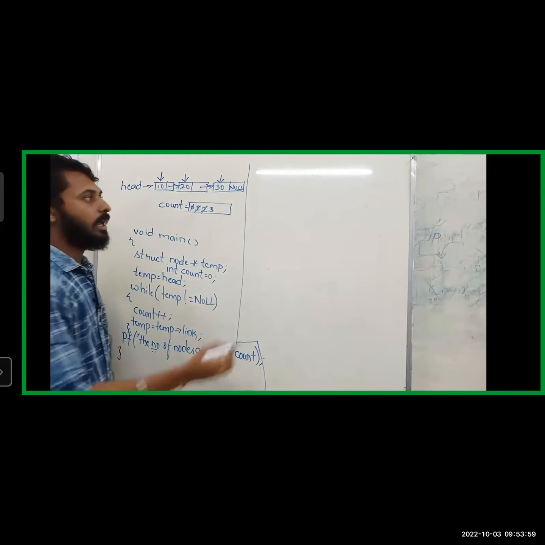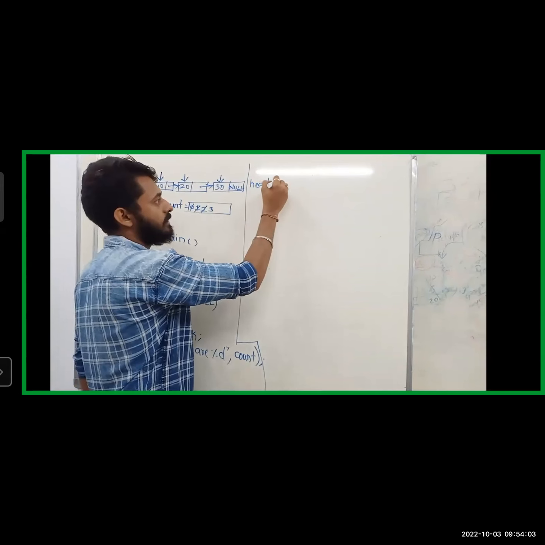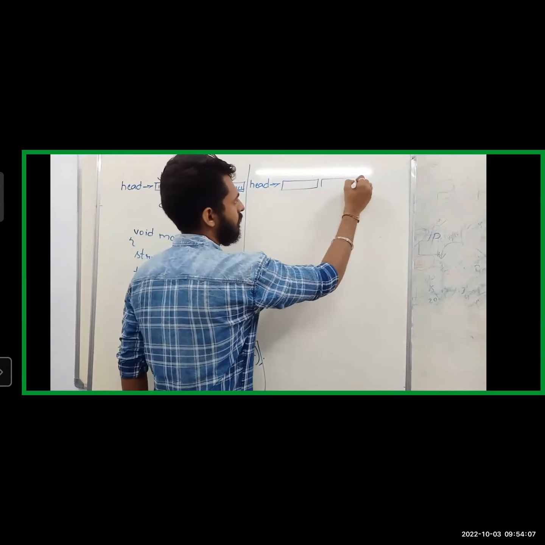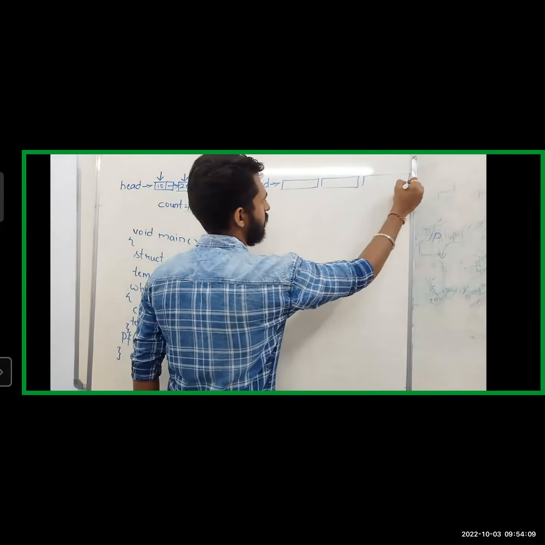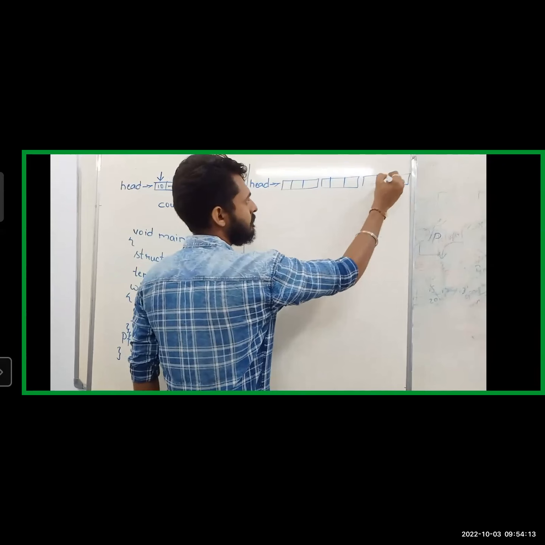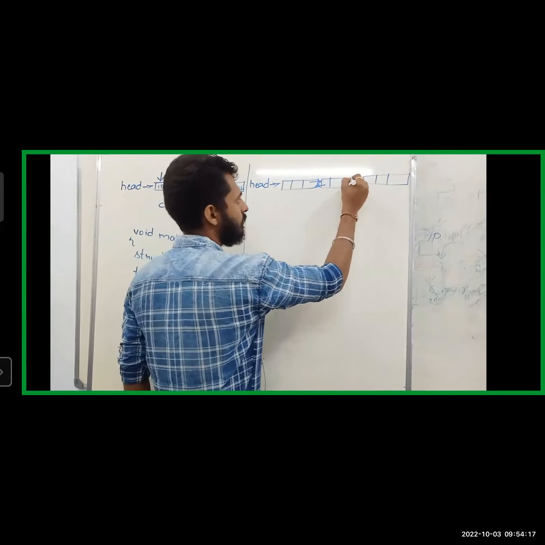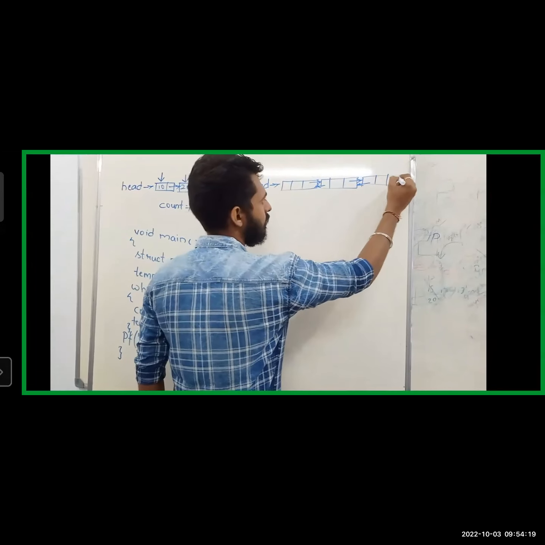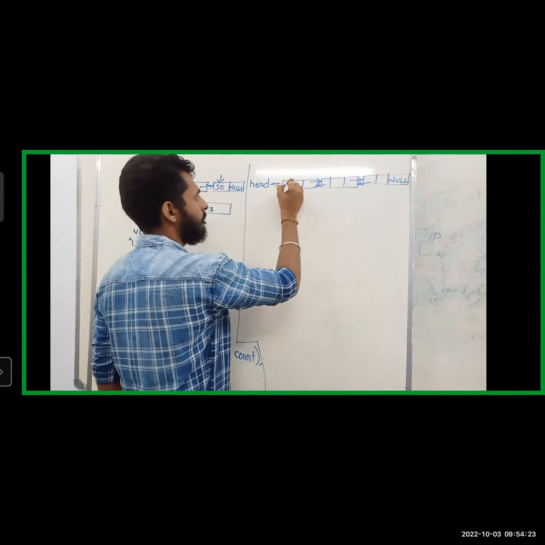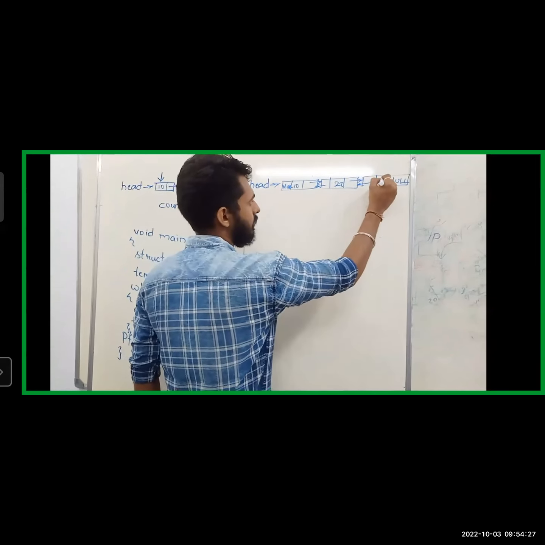Okay, so now what is the second thing? Here is your head. If it is a doubly linked list, how will it look? 1, 2, 3. Here, how many parts will be there? 3 parts in each node. This one will be pointing here, this one here, here, here, and this will be None. And this will be None. And this 10, 20, 30.